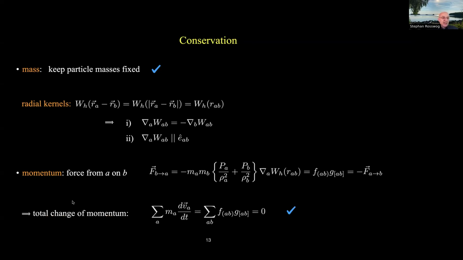If you now add up all those changes in momentum, then you find you have this double sum over something that is symmetric in A and B and something that is anti-symmetric in A and B. And if you don't believe it, just write down all the terms. Then you see for each term, there's an opposite term that cancels. And so the total sum of that stuff is 0.